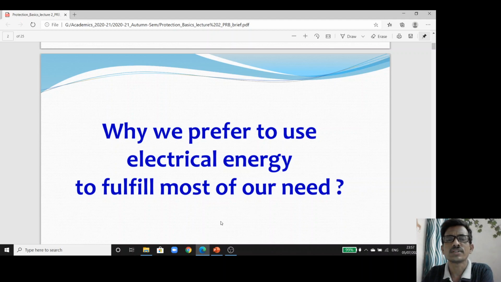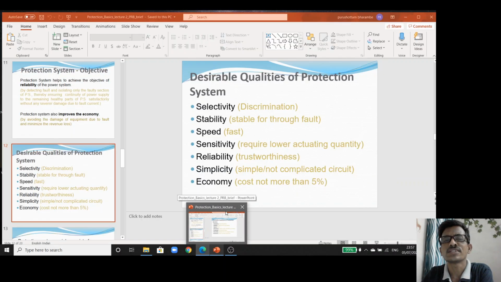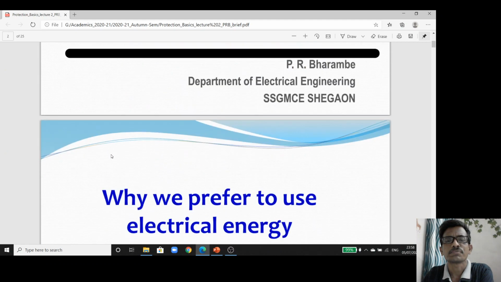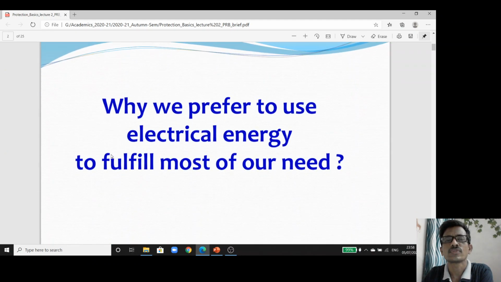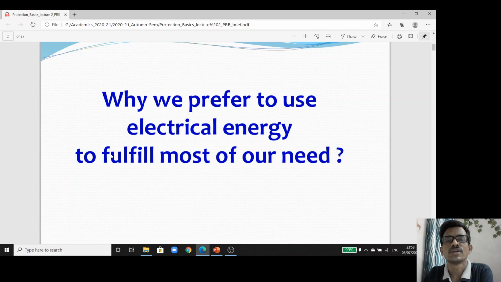we are using electrical energy in our day-to-day life. Energy is available in nature in various forms. But still, if you compare, most of the time we prefer to use electrical energy to fulfill most of our needs. And this is not a new question to you. These questions you might discuss right from first year. It is a very convenient form.